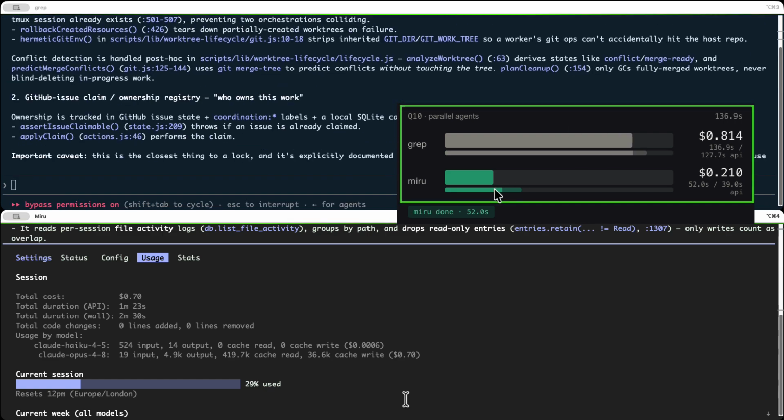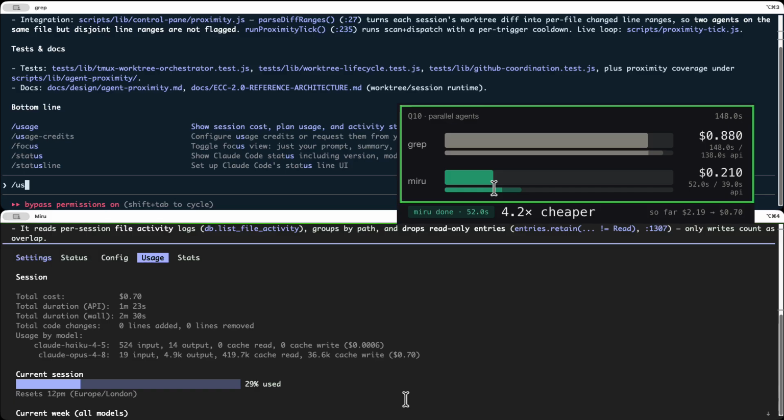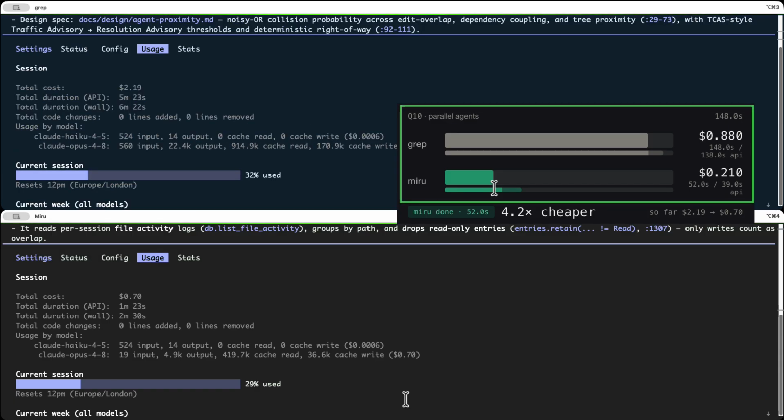$0.88 against 21. That's the widest gap in the whole run, 4 times cheaper. 2 minutes 28, down to 52 seconds.